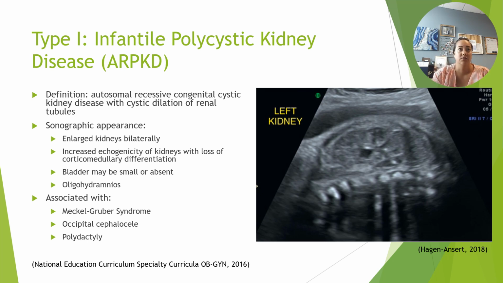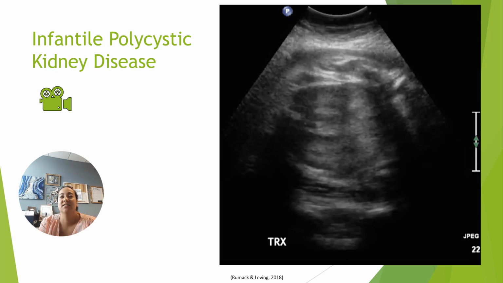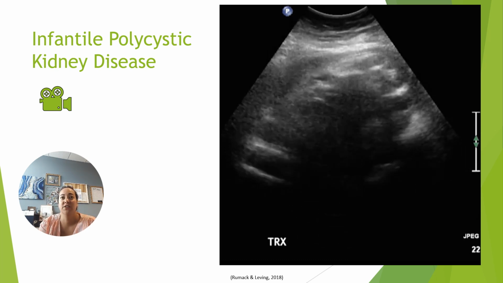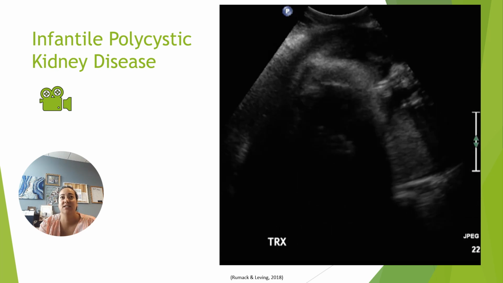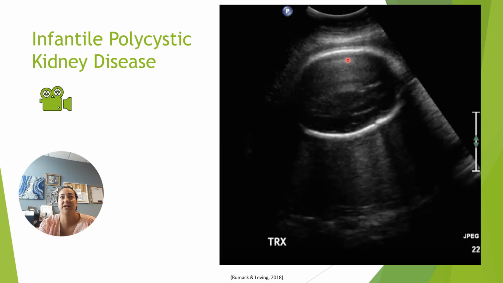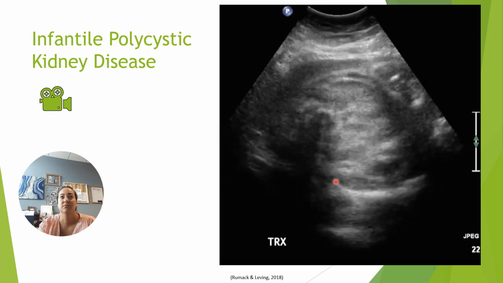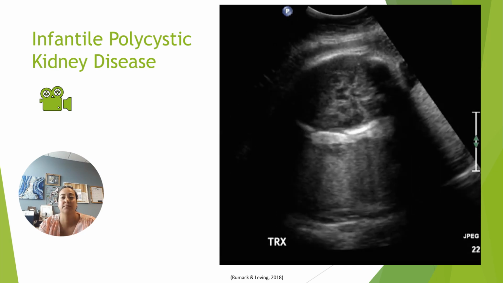This autosomal recessive congenital cystic kidney disease is associated with Meckel-Gruber syndrome, which is occipital encephalocele, polydactyly, and kidney disease. Here is a little video clip demonstrating these very enlarged kidneys seen in the fetus. Here they are, and they are very bright. Let that run through one more time. Here they are. So you would want to throw measurements on that as well.